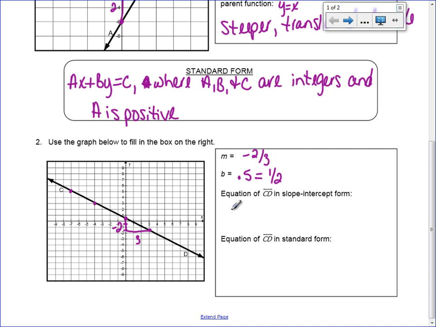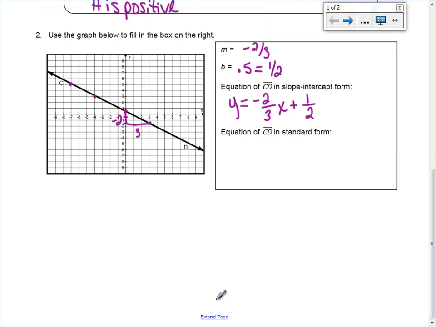So in slope-intercept form, we're going to write it as y equals -2/3 x plus 1/2, and I'm going to use the fraction and not the decimal, and I will show you why in just a minute. So now they want us to write it in standard form, so I've got to make it look like this: ax plus by equals c. So I need x and y to be on the same side, and then we'll worry about everything being an integer and no negative a's in just a minute.